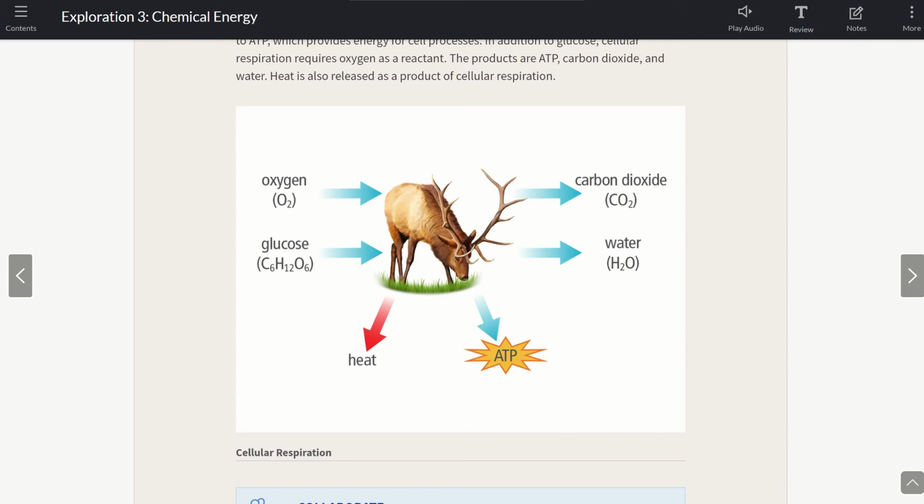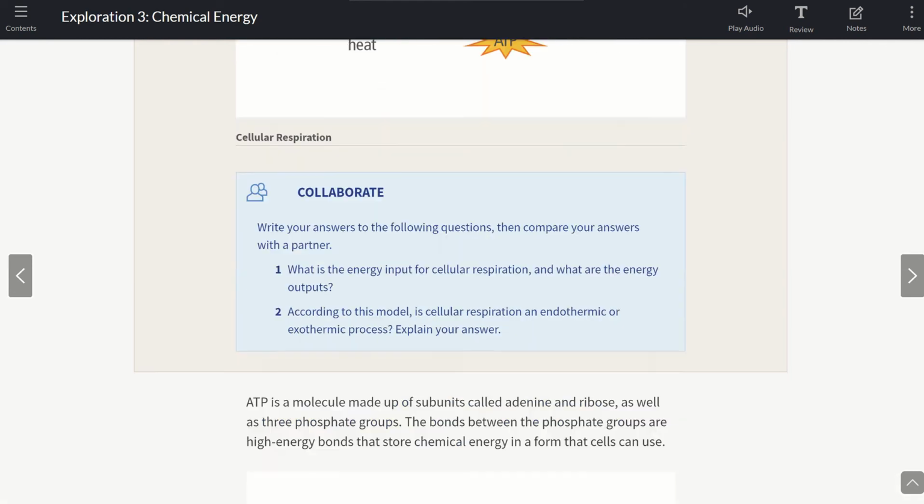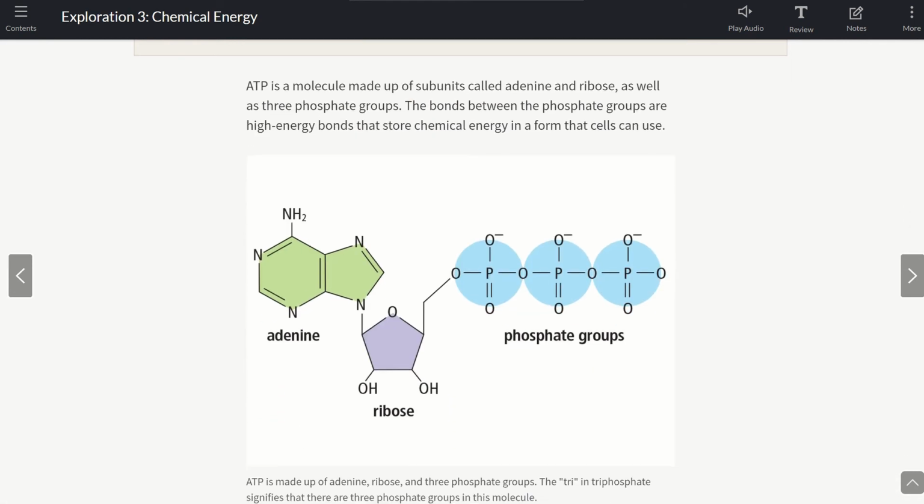And we're going to talk about this when we go over cellular respiration in class. But it's also going to release water, which our body uses, and it's also going to release carbon dioxide, and that is why we inhale oxygen and exhale carbon dioxide, as we're trying to release that energy.